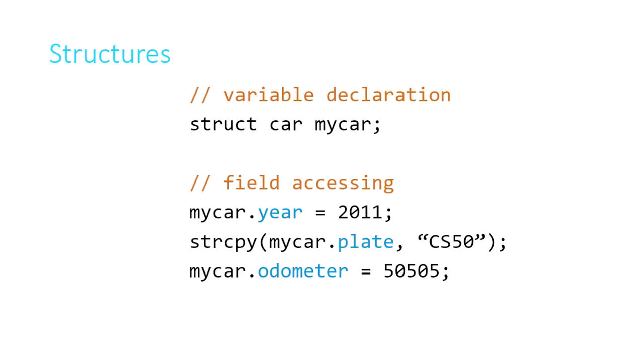I can say mycar.odometer equals 50505, or anything else that I want to do. I can set the engine size, and I can set the model. I can do whatever else I want to do just by accessing the fields similar to this.